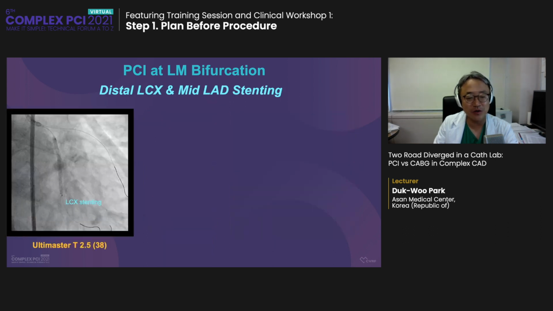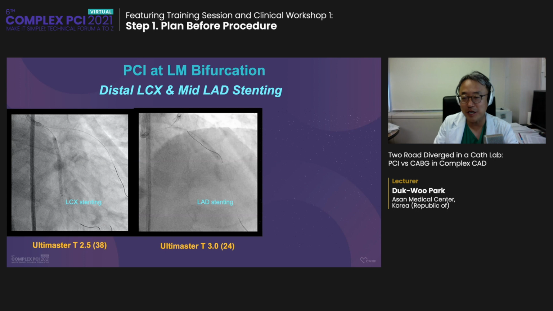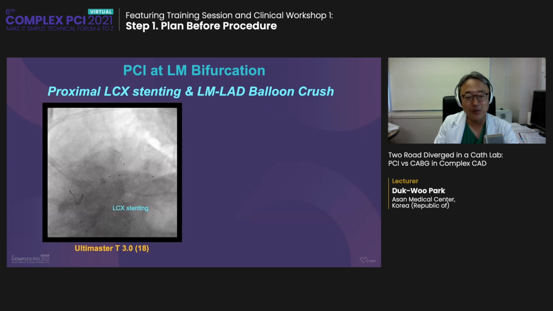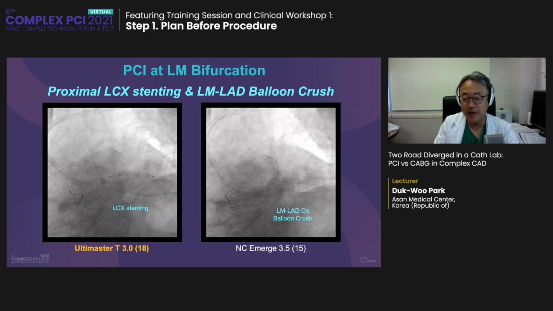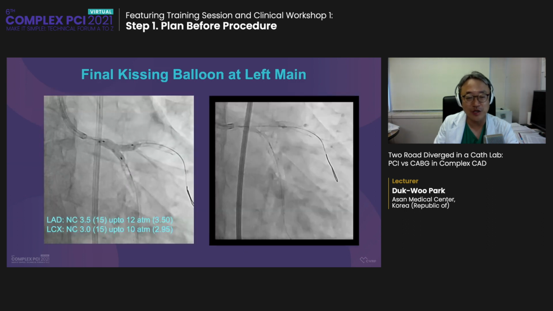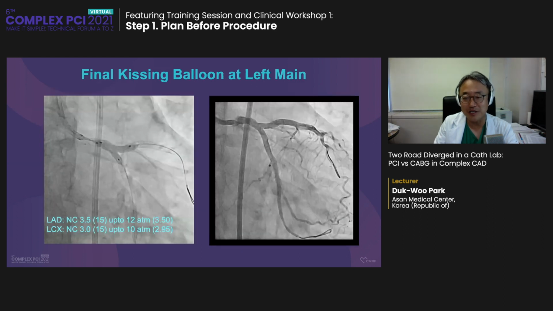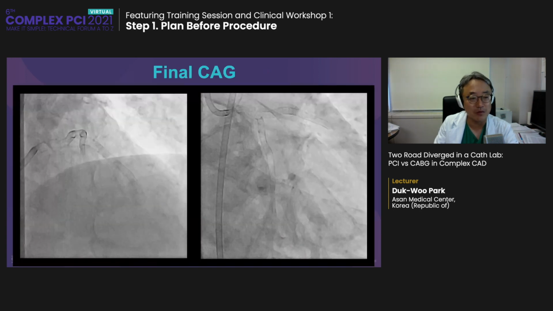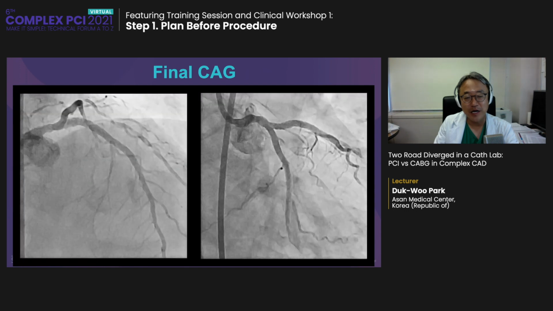So we put drug-eluting stents, a long stent in the distal to proximal circumflex and also a long stent in the mid-LAD, with high-pressure balloon dilation. Then for the distal left main, we used the balloon crush technique, with circumflex ostium stenting and left main balloon crush. And we did final kissing balloon dilation aggressively in both branches using a high-pressure non-compliant balloon. This is the final view.